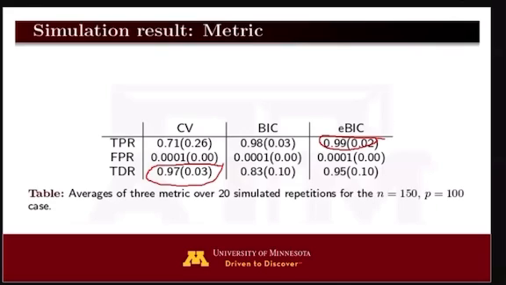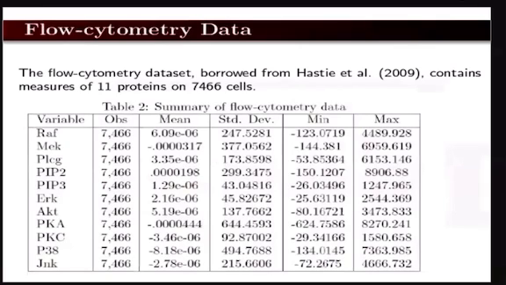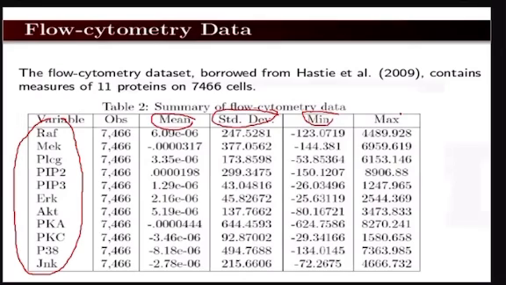Okay. Now I'm going to go to another data set. This time around, it's a flow cytometry data. And we want to borrow this from Easton et al., 2009. This data set contains 11 proteins on 7,466 cells. Now, these are the protein variables. Each of the protein variables has 7,466 cells. Now, we have summary statistics for each of the proteins. We calculate the mean, the standard deviation, the minimum, and the maximum. These are just descriptive statistics, okay?